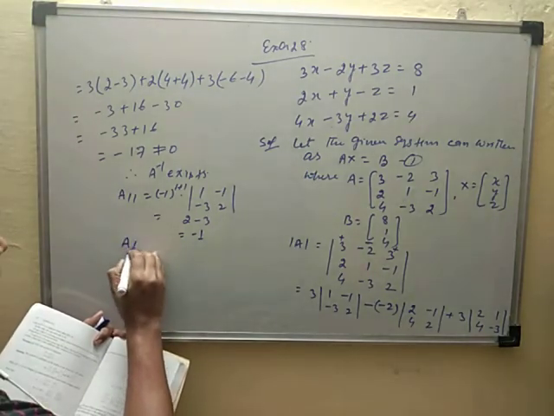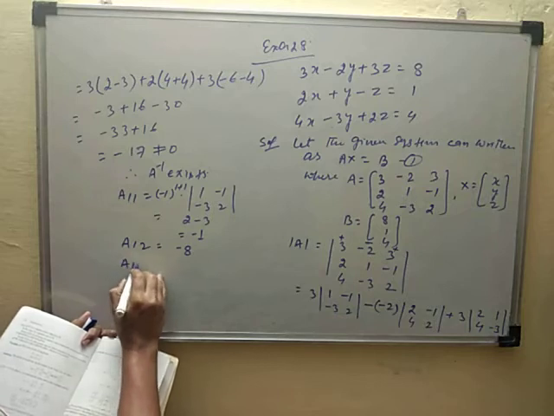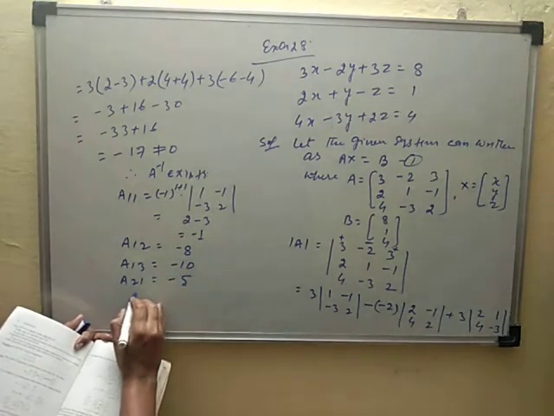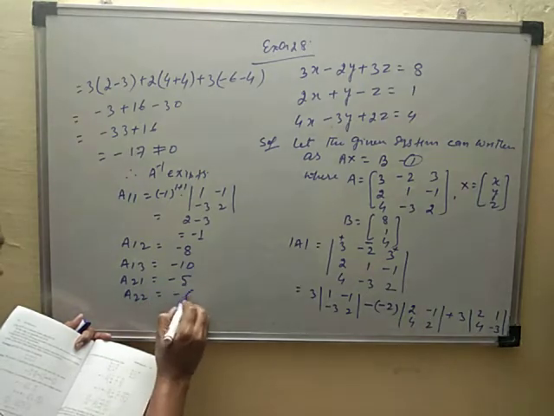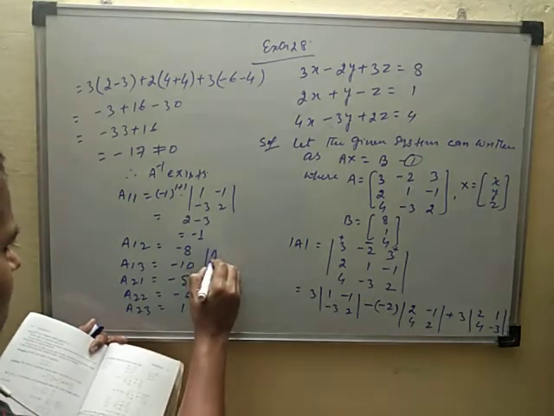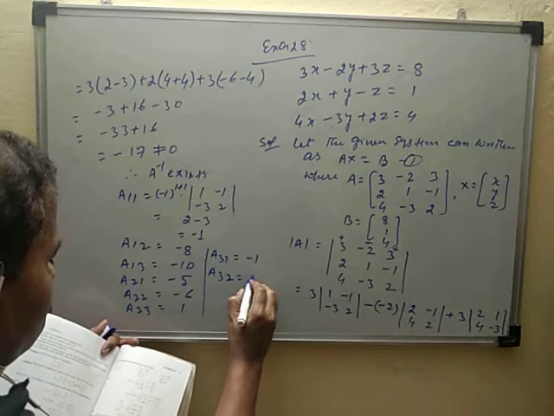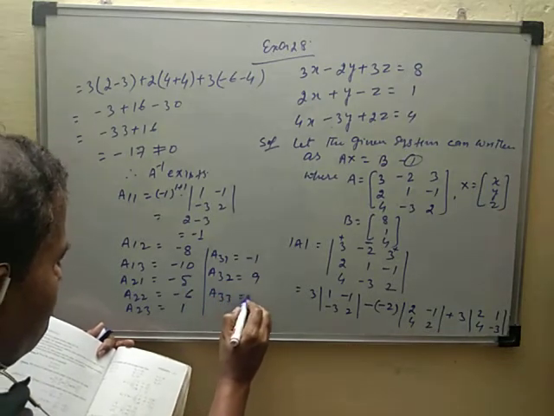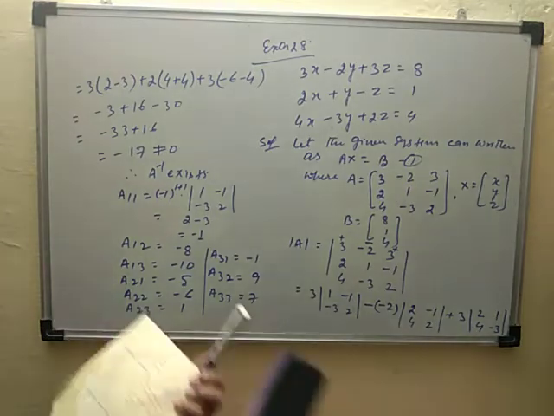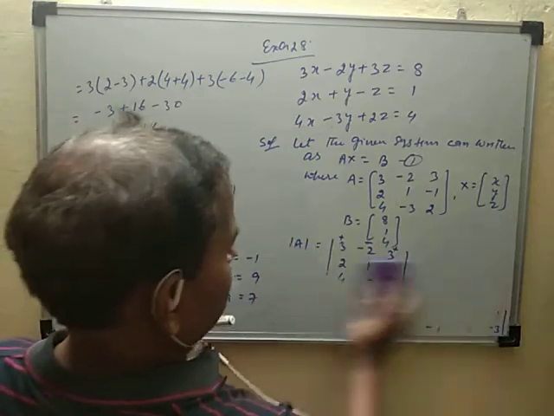Similarly, A12 is minus 8, A13 minus 10, A21 is minus 5, A22 minus 6, A23 is 1, and A31 minus 1, A32 is 9 and A33 is 7. You find all of them the same way. Now find the inverse of A.